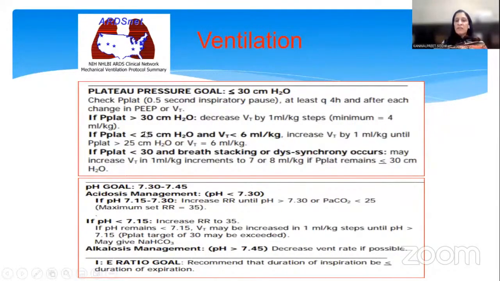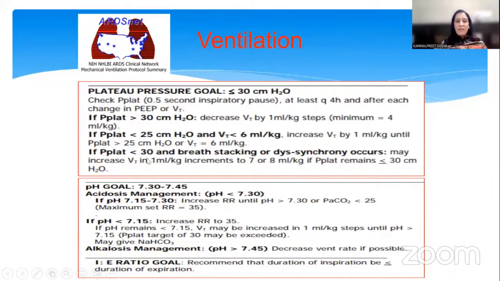If the plateau pressure is more than 30 centimeters water, we are going to decrease the tidal volume by 1 mL per kg until a minimum of 4 mL per kg. And if P-plat is less than 25 and we are ventilating with a tidal volume of less than 6 mL per kg, the P-plat is still below the target. So we can increase the tidal volume by 1 mL per kg until we reach a P-plat of more than 25 or a tidal volume of 6 mL per kg.